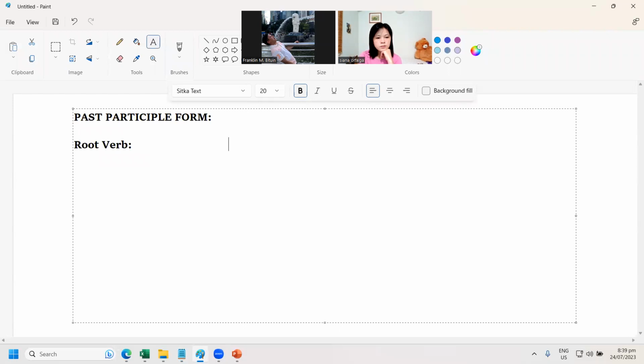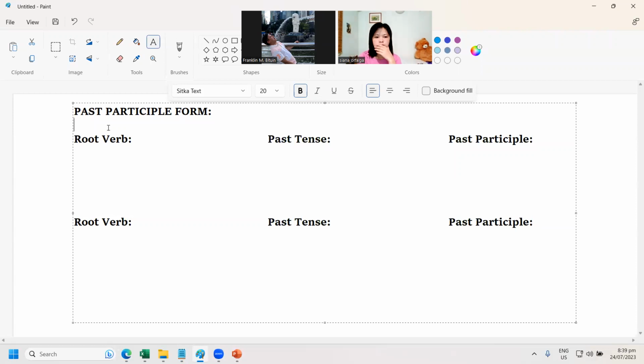We will have here the past tense, which is verb 2. That's the verb 2 past tense. And we have the past participle or the verb 3. So regular, I'll put here regular so you will not be confused, because they also differ in the regular and irregular. Regular verbs: for regular verbs, you will just add D or ED for past tense and past participle.